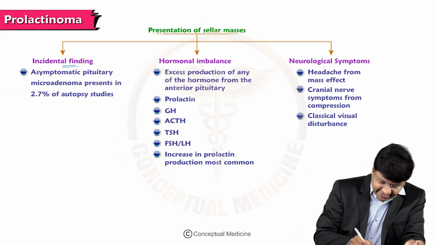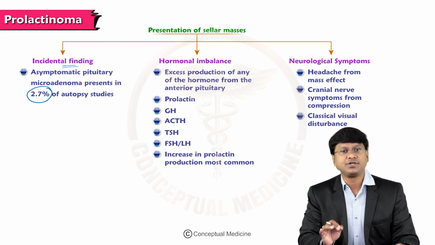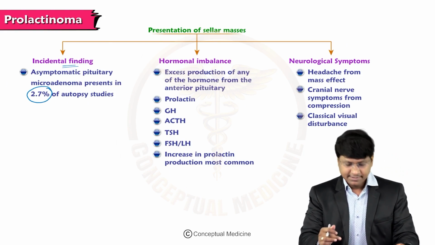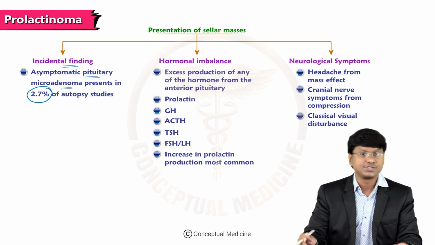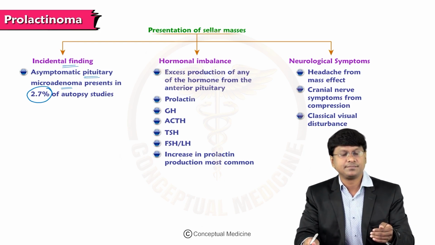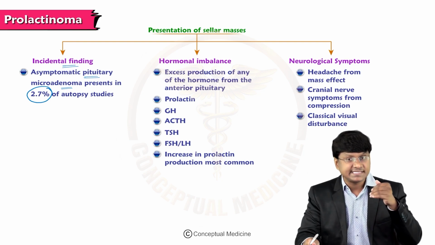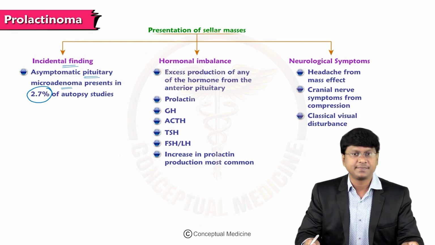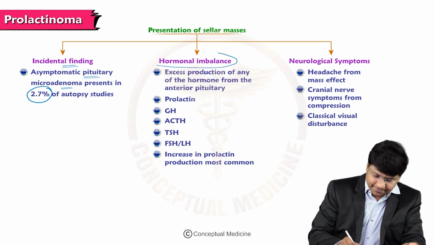You take incidental finding. In almost 2.7% of autopsy studies, you will have this asymptomatic pituitary microadenomas. So this asymptomatic pituitary microadenomas, they are found incidentally and they are called as incidentalomas. That is one of the presentation of your cellular mass. And you take this pituitary adenoma.